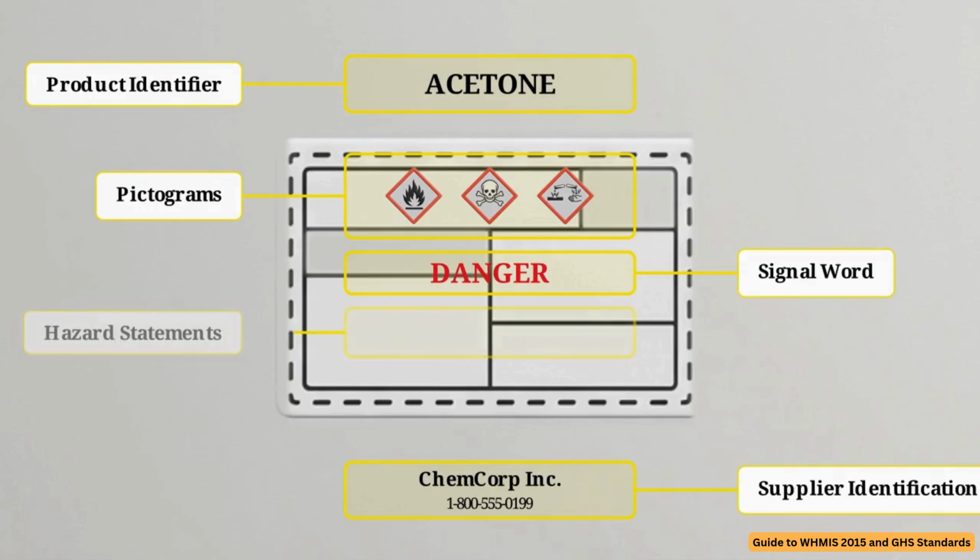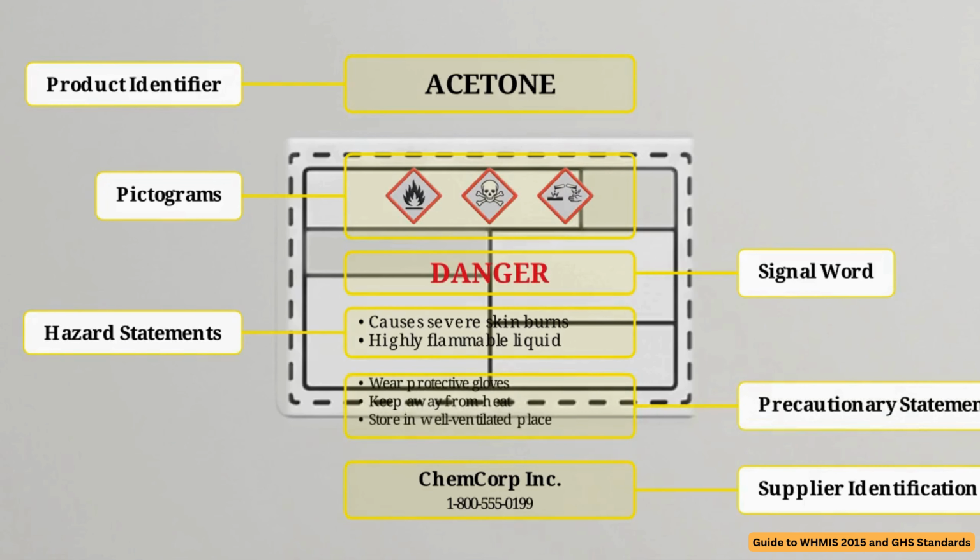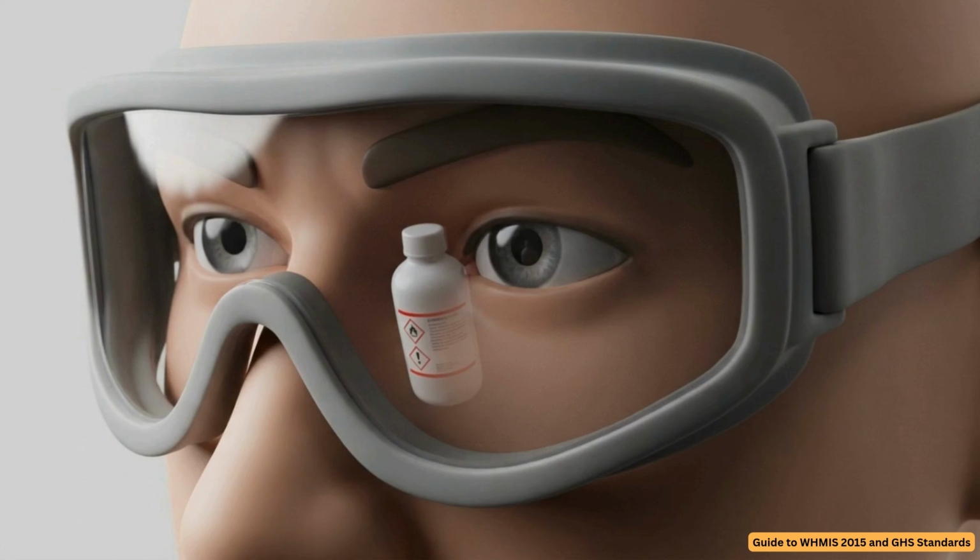The next sections are text-based. Hazard statements describe the exact nature of the risk, such as causes severe skin burns. Directly following those are precautionary statements, which tell you the necessary actions to prevent those burns from happening. Reading these 6 sections is a strict requirement. You must fully decode the label every single time before you physically interact with a new chemical.